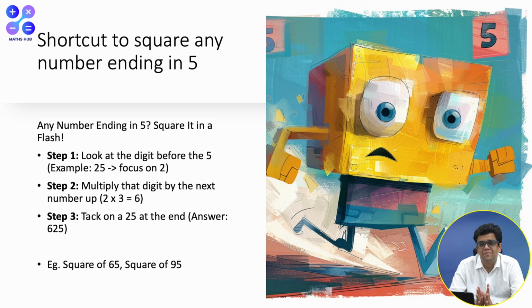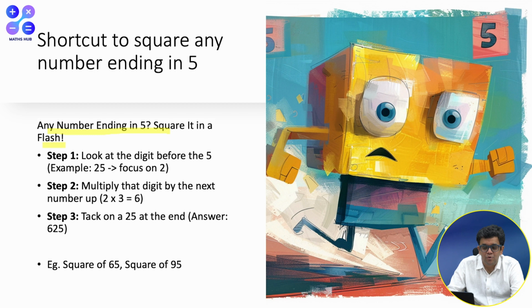Now that you have known this well, let's move ahead and create a shortcut for any square for a number ending with 5. Yes, if there is any number ending with 5, whether it is 25, 35, 45, 105, 365, whatever that number is, we should be able to square it in a flash. So what are the steps for this?